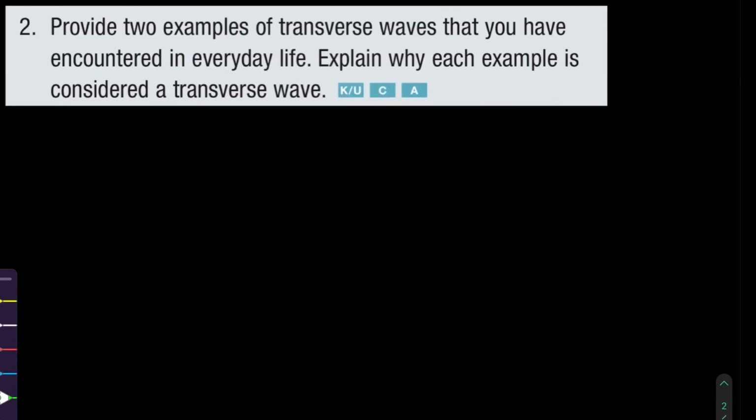Provide two examples of transverse waves that you have encountered in everyday life. Explain why each example is considered a transverse wave.